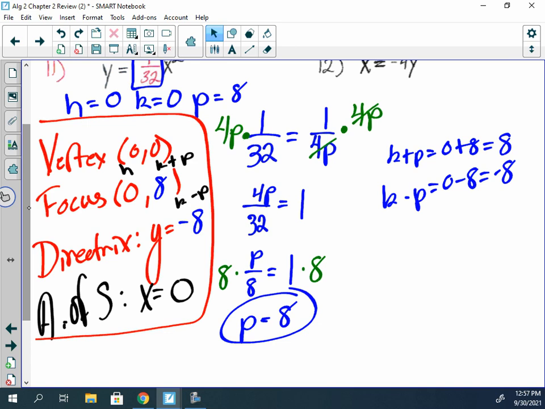Because what are we trying to find? The values of h, k, and then we plug in accordingly. Because then we plug in h, k, and p for the vertex, focus, directrix and axis of symmetry. Any questions on this here?